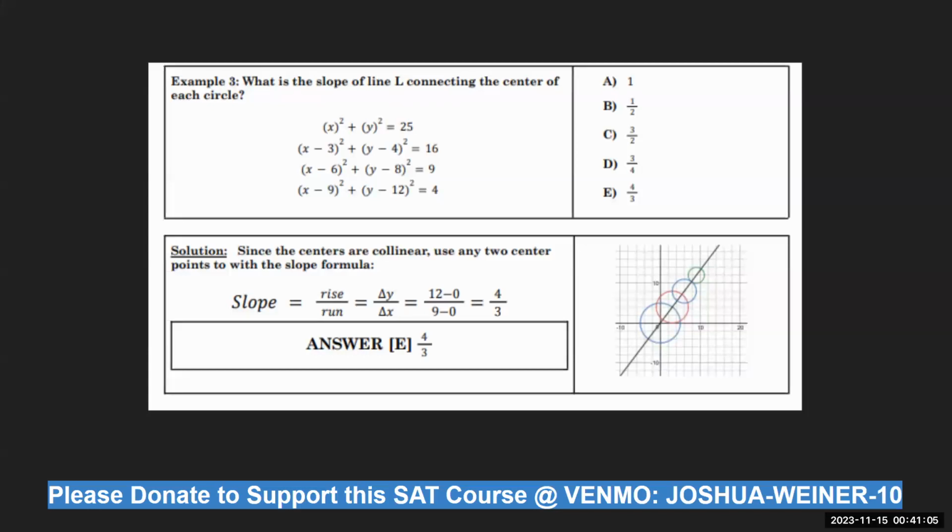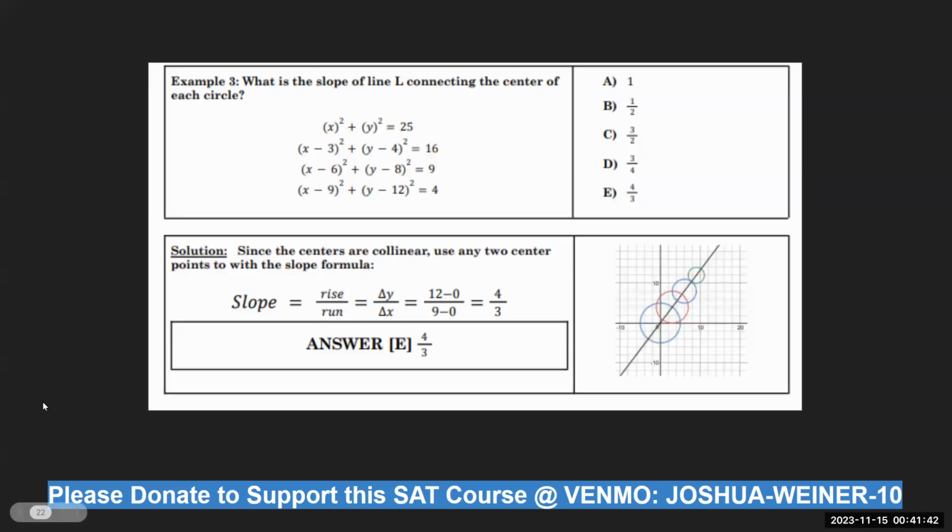So using the centers of the circle, I would use the first one, which goes through 0, 0, the blue circle. And the green circle is at 9, no, it's not the center. Was it 9, 12? Yeah, it's at 9, 12. So that's good enough. 12/9. Here, that's what I did. That's the green circle: 12 - 0 over 9 - 0, the green and the blue circle, which reduces to 4/3. And the correct answer was E.